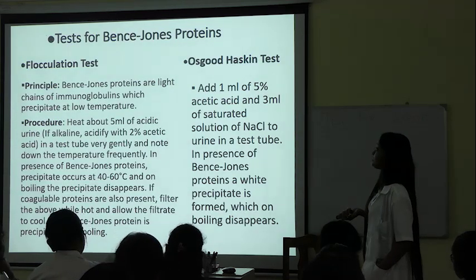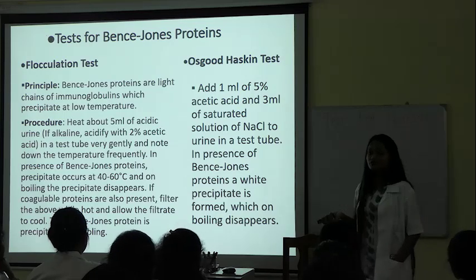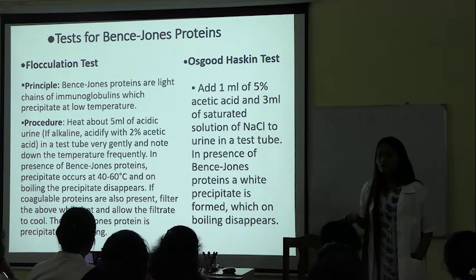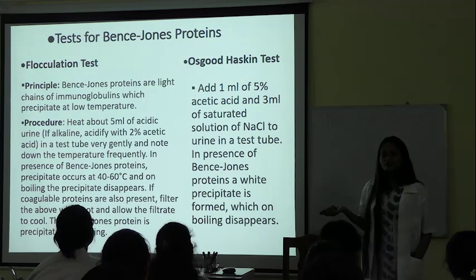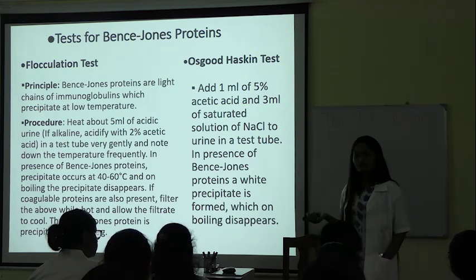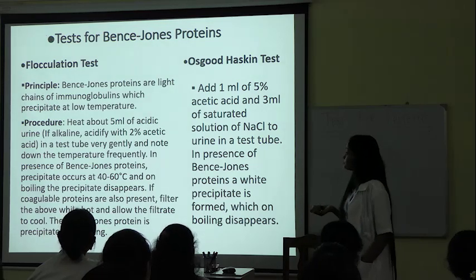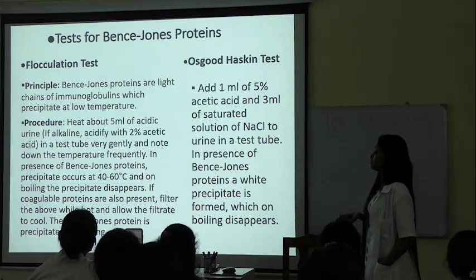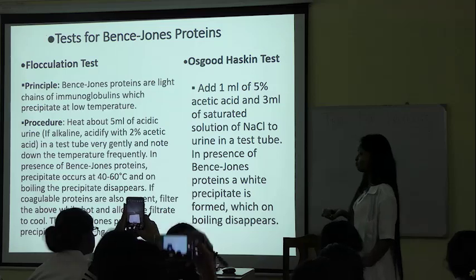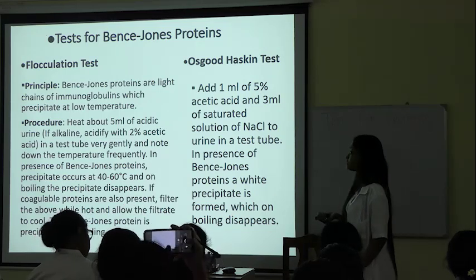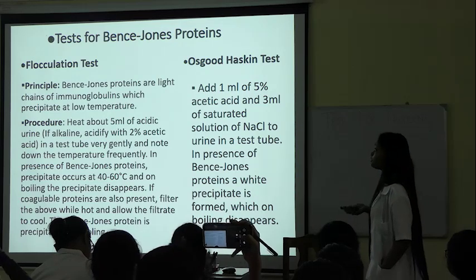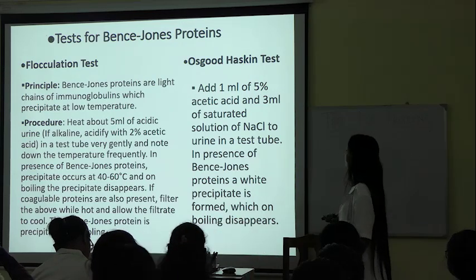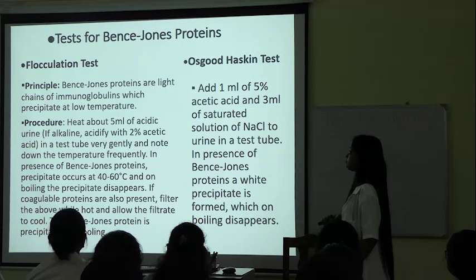So test for the Bence-Jones proteins. What are the Bence-Jones proteins? The Bence-Jones proteins are light chain immunoglobulins, whose molecular weight is 16,000 to 18,000. This protein is produced by the plasma cells. There are two tests, the flocculation test and the Osgood-Haskins test, for the presence of Bence-Jones proteins.